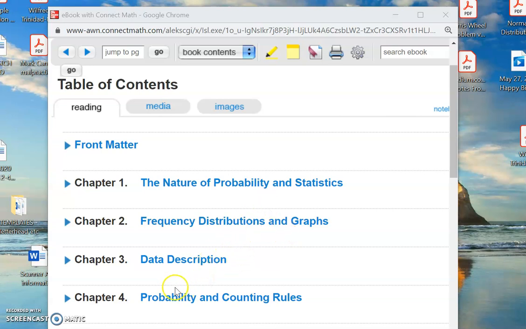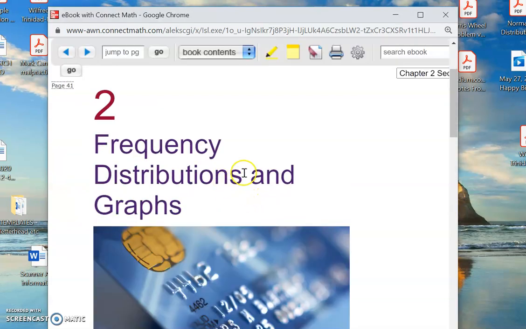All right, ladies and gentlemen, we are now going to go into Chapter 2. This is Chapter 2, Frequency Distributions and Graphs.